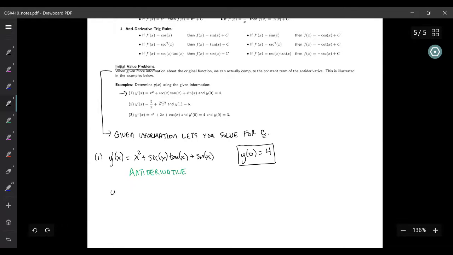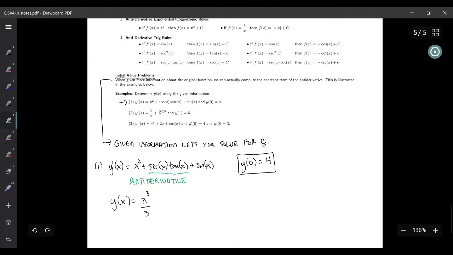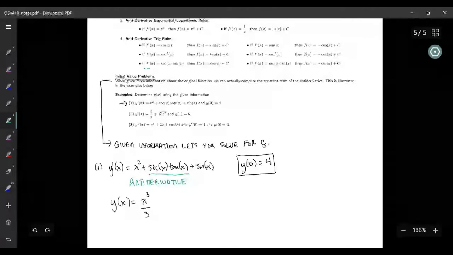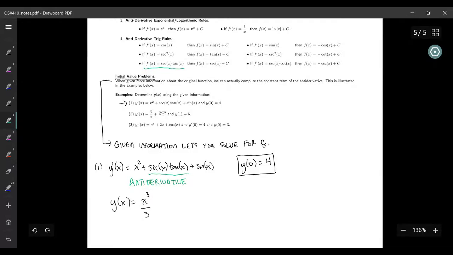The antiderivative of x squared is x cubed over 3. Right, this is all one term. Don't try to split it up. If you look at your antiderivative rules, the antiderivative of secant of x tangent of x is secant of x plus c. Right, so this second piece would be just secant of x. And then the antiderivative of sine of x is negative cosine of x, and plus a constant.